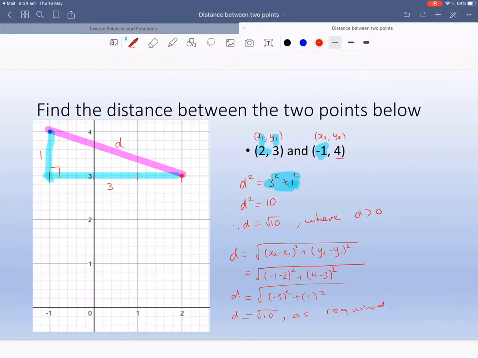So you can actually either learn a formula or just use your toolbox, which has Pythagoras. We can draw right angle triangles, and we can find the distance between 2 points.